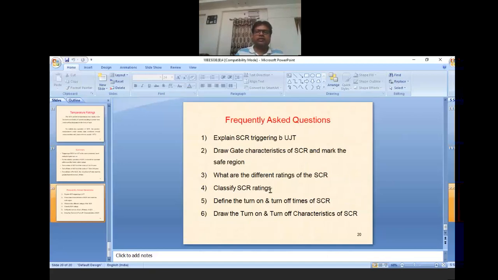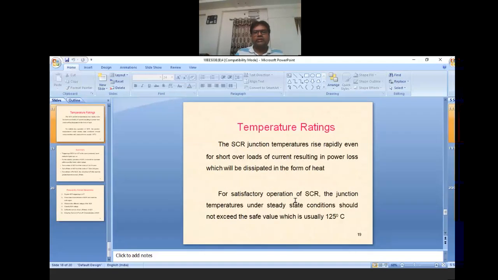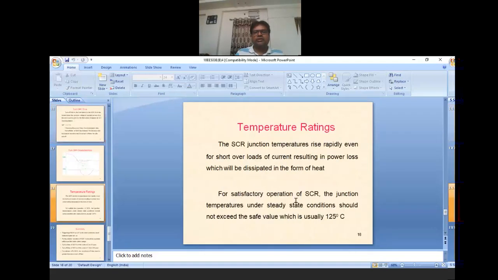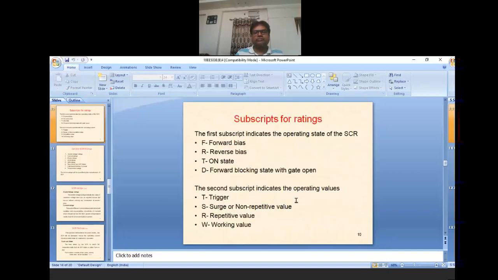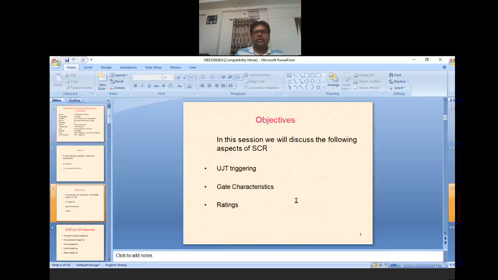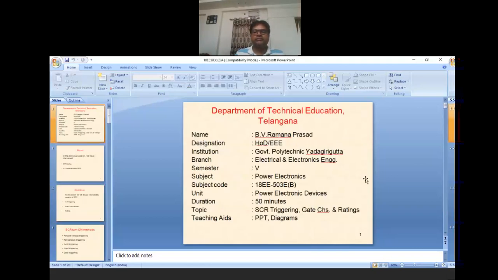Next, these are some frequently asked questions regarding these things. So, to summarize the things which we have discussed in this session, we have discussed various turn on methods and the UJT triggering method in the form of gate triggering. Next, we have discussed the gate characteristics and also various ratings and specifications.